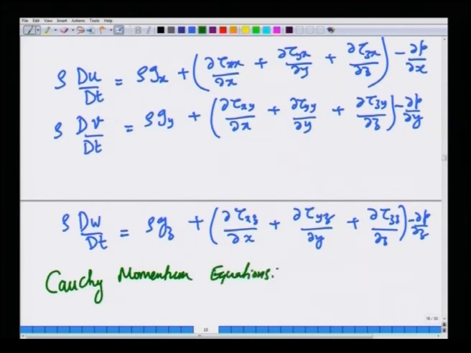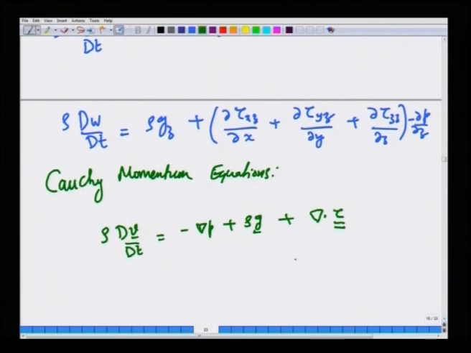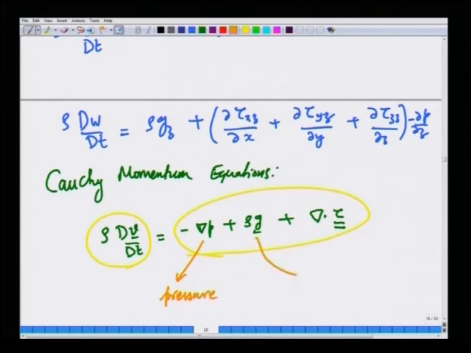The interpretation of this is very simple. I can also write it in vector form, rho DV/Dt is minus del p plus rho g plus divergence of the stress tensor. Just as the divergence of a vector gave you a scalar quantity, the divergence of a second order tensor will give you a vector. So, this is mass times acceleration per unit volume of the fluid, equal to the sum of all forces. What are the various forces acting? There are pressure forces per unit volume, gravity forces per unit volume, and viscous stresses per unit volume. This is the rate of change of momentum, mass times acceleration, per unit volume.